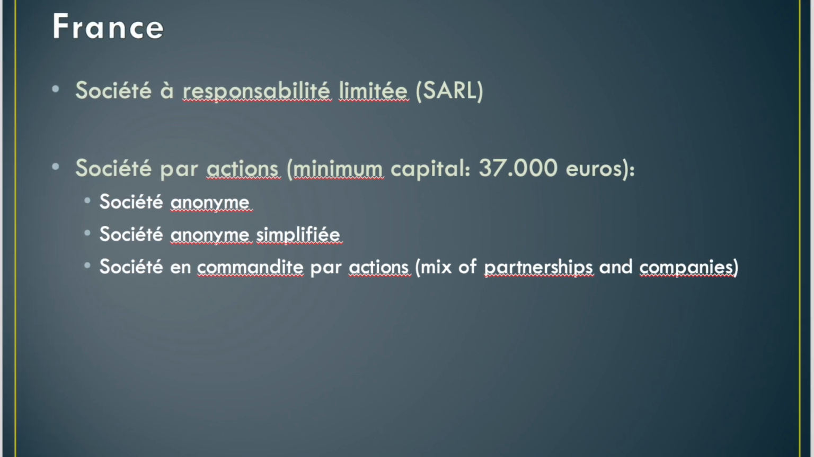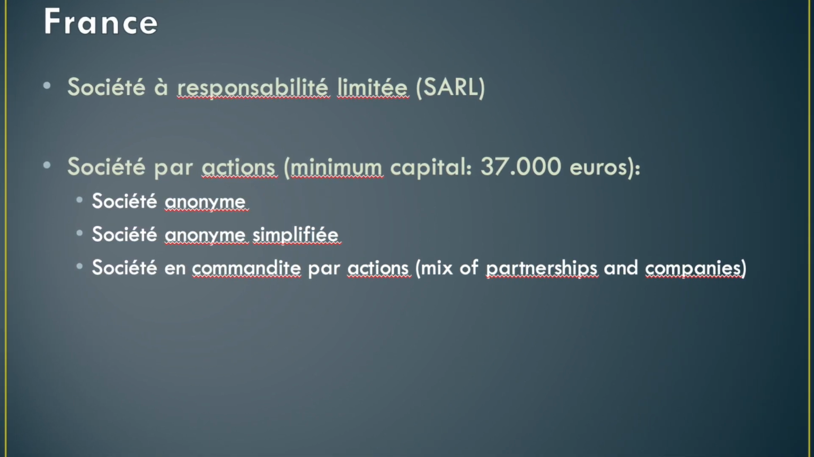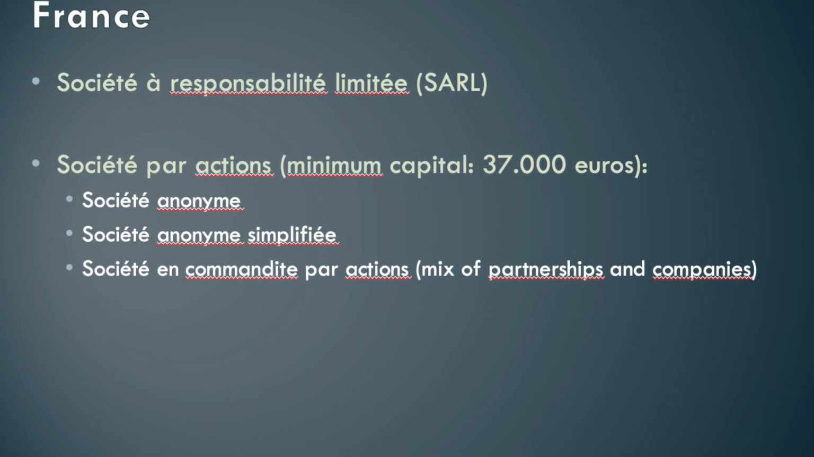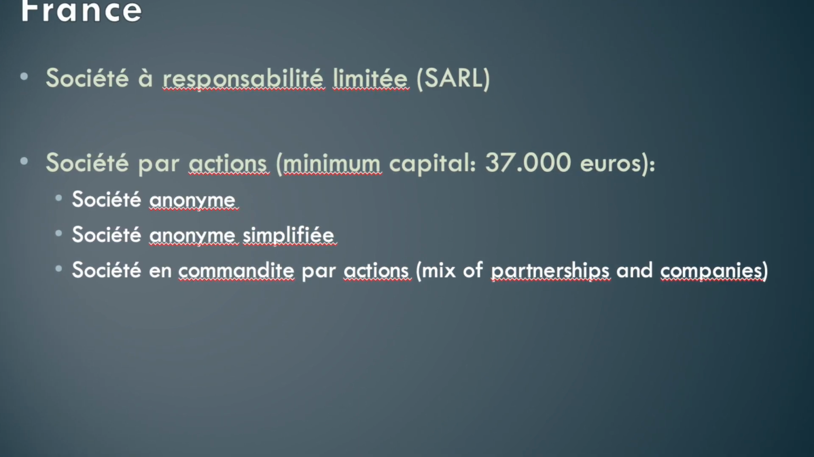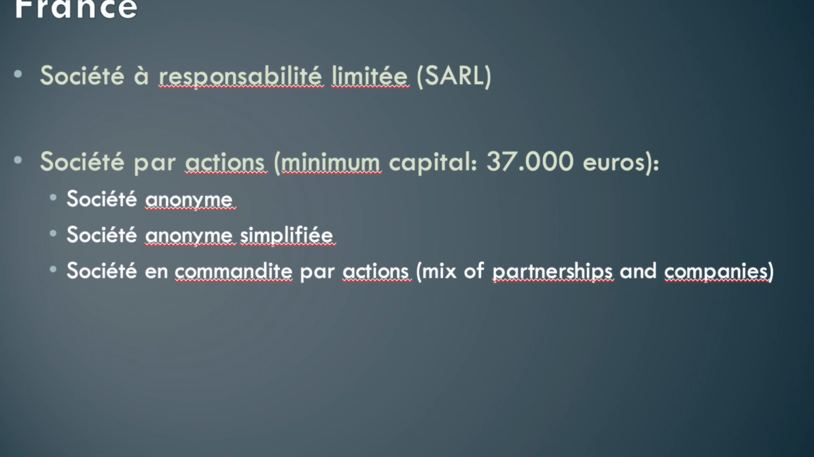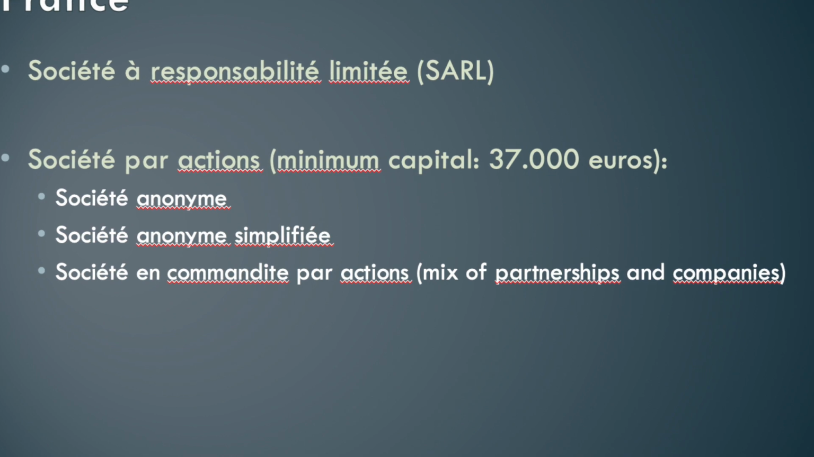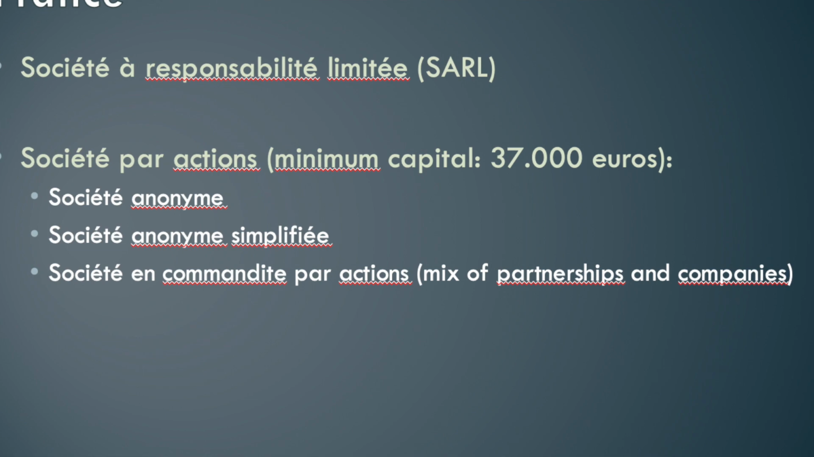In France, we have Société à responsabilité limitée, sorry for my French, and Société par actions, with a minimum capital of 37,000 euros. Within this kind of companies, Société par actions, we find Société Anonyme, Société Anonyme Simplifiée, and Société en commandite par actions, very similar to the Spanish limited partnerships. So, different kinds of companies in France.